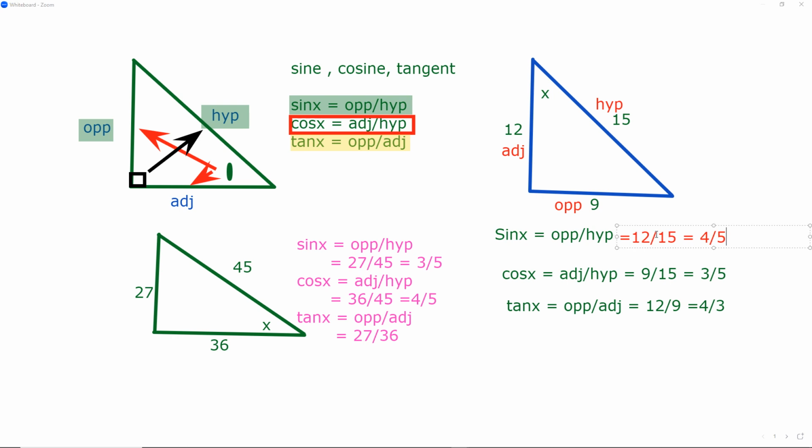So in each of these numbers over here, opposite here will become 9, and then that will become 3. And then this will become 12, because adjacent is now 12, and that will become 4. Likewise, opposite over adjacent will flip over, will become 9 over 12, which is the same as 3 over 4. Okay, so when the x value is at the top, everything flips over the other way around.